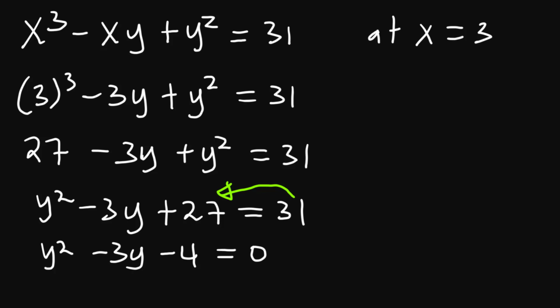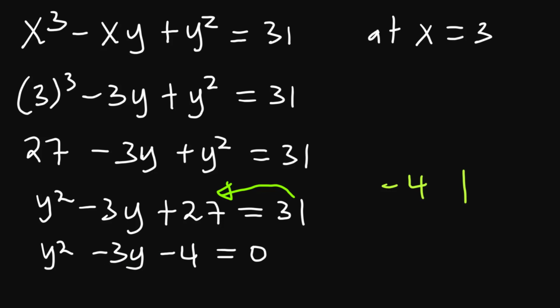And as you can see, we have a quadratic equation. There are different ways we can use to solve this. For example, we can use the quadratic formula. But in this case, I want us to solve it using factoring by grouping. All we need to do is find two numbers that multiply to negative 4 and add up to negative 3. Those two numbers are negative 4 and positive 1. Negative 4 times 1 will give us negative 4, and negative 4 plus 1 will give us negative 3.